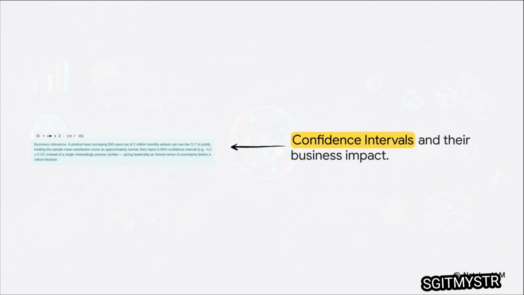Even if your underlying user data is totally weird and non-normal, if you take a large enough sample, the averages of those samples will actually form a normal bell curve. This lets us calculate a confidence interval, which gives leadership an honest range. So instead of saying user satisfaction is exactly 4.2, which is dangerously precise, you can say it's 4.2 plus or minus 0.15. It gives your decision makers an honest sense of the uncertainty before they greenlight a major rollout.